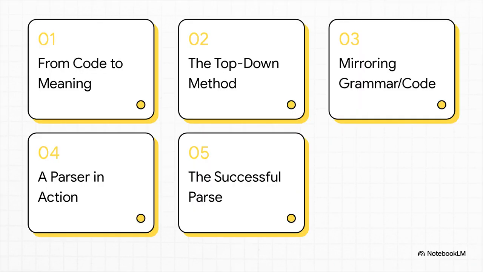And here's our roadmap. First, we're going to meet the hero of this story, the parser. Then we'll check out its strategy, which is called the top-down method. After that, we get to the really cool part, how grammar rules can be perfectly mirrored in code. Then we'll see it all in action, and finally, we'll get to see what a successful parse looks like.